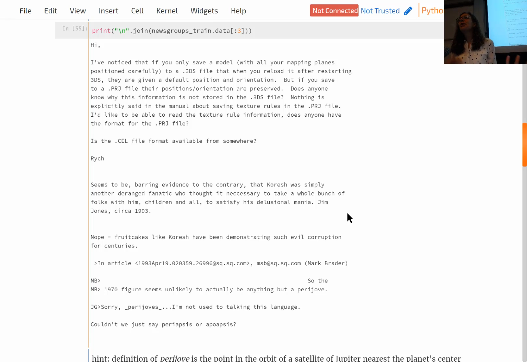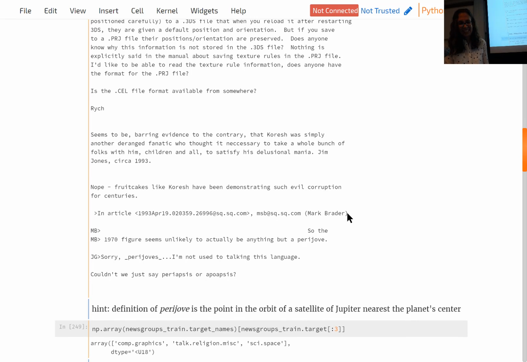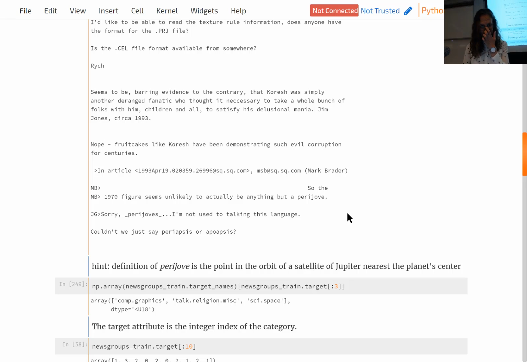So this could be atheism or it could be religion, and we'll see some overlap between those. Next one, I actually had to look this up. It's talking about perijoves, which is, turns out, a point in the orbit of a satellite of Jupiter. So what might that be?